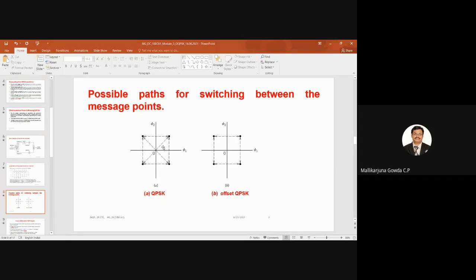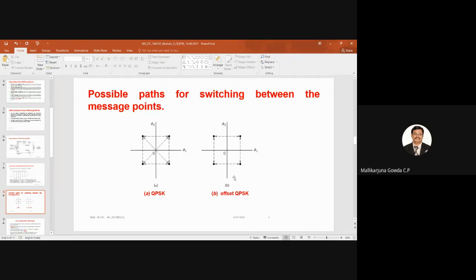So in case of QPSK, there is a possibility of changing from 1, 1 to 1, 0. So with that, the phase change is 90 degree, right? Then from 1, 0 to 0, 0, again phase shift of 90 degree. Then 0, 0 to 0, 1, so 90 degree. Then 0, 1 to 1, 1, so 90 degree. Even here there are possibilities of changing the symbol from 1, 1 to 0, 0, right? Or from 1, 0 to 0, 1 also. In that case, there is a change of the carrier phase by 180 degree.